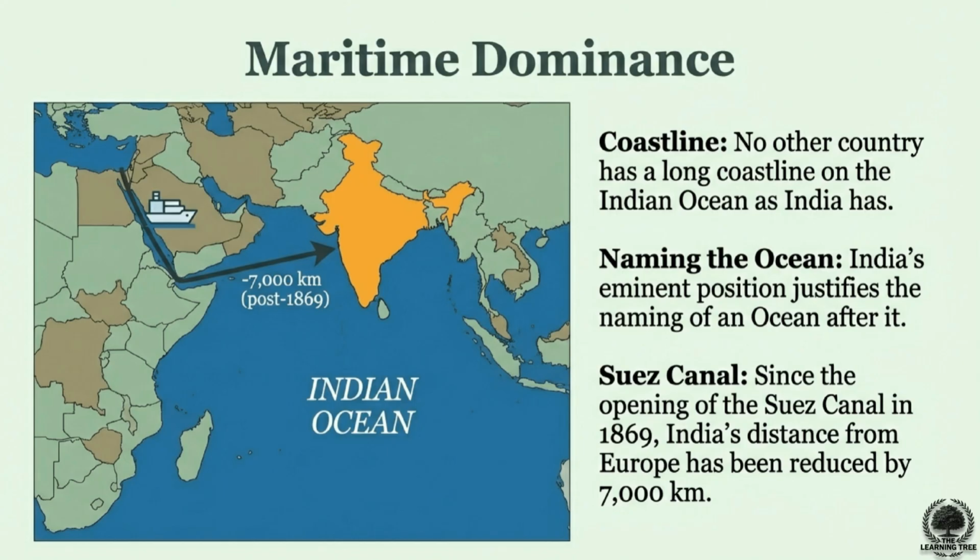India has one of the longest coastlines along the Indian Ocean. No other country has such an extensive presence along this ocean. This dominant position explains why the Indian Ocean is named after India. The opening of the Suez Canal in 1869 further increased India's importance by reducing the distance between India and Europe by nearly 7,000 kilometers. This change strengthened maritime trade and global connections.